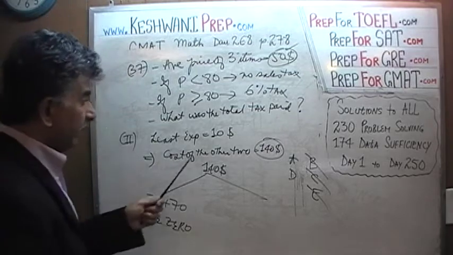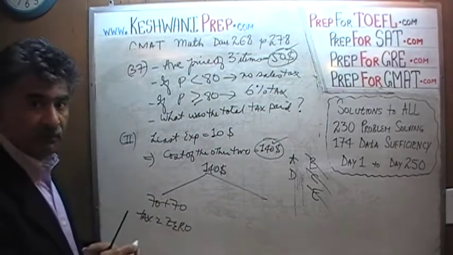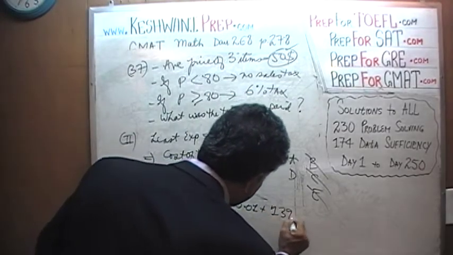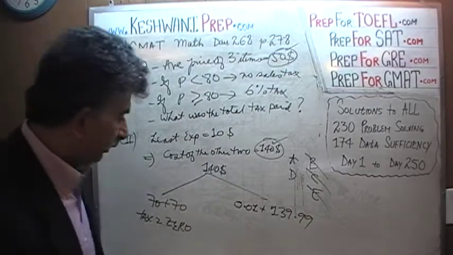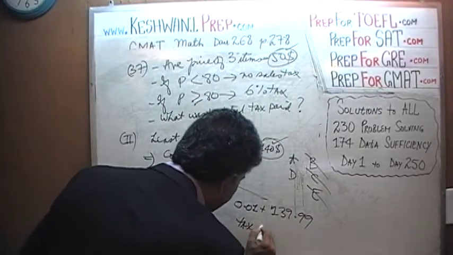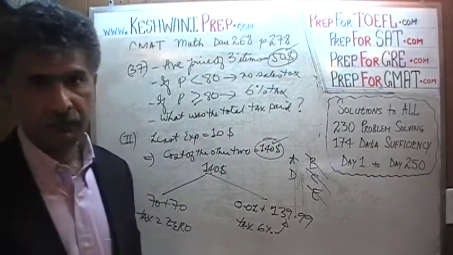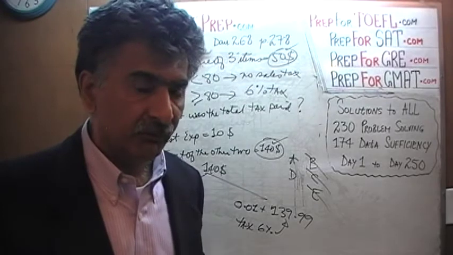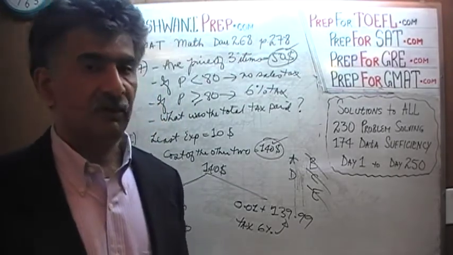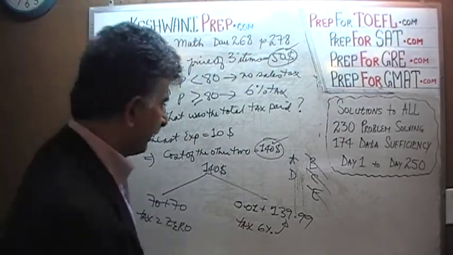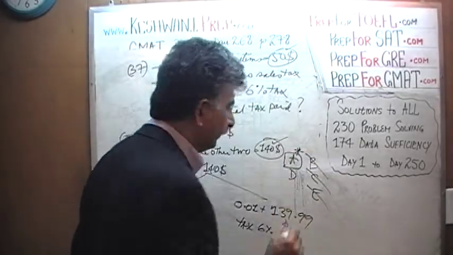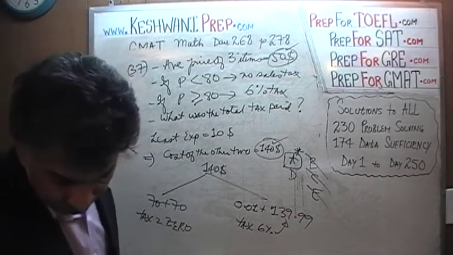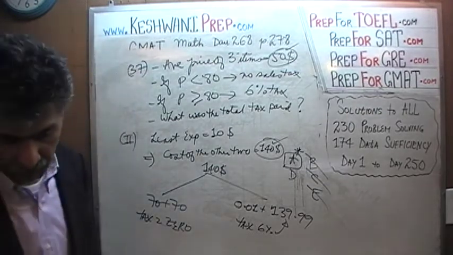Another possibility is that the total cost is 140 for the other 2 items. Maybe one item was just a penny, and the other item was $139.99. In which case we will pay sales tax of 6% of almost 140. So these are the 2 extremes, but the second statement does not give us enough information to figure out for sure what the sales tax is going to be. The second statement is not enough. The answer is A. The first statement by itself was quite sufficient. That was number 37. Let's move on to 38.